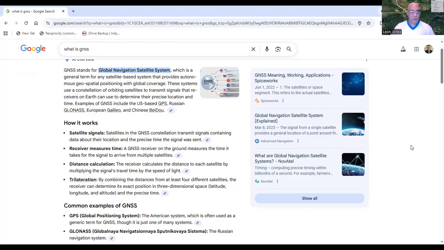Then you have your trilateration. Now, your trilateration is you combine the distances from at least 4 different satellites, and the receiver can determine its exact position in 3-dimensional space. And we're talking about longitude, latitude, and altitude, and of course, the precise time.